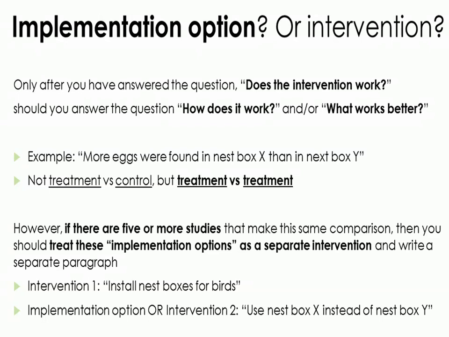And so the rule we have in place is that if there are 5 or more studies that make this same comparison, then you don't report them as implementation options. You create a new intervention, which would be use nest box X, and you summarize them for that new intervention. So always be asking yourself, when you're about to put something in your paragraph, am I actually comparing a treatment versus a control, or am I actually comparing a treatment versus a treatment?